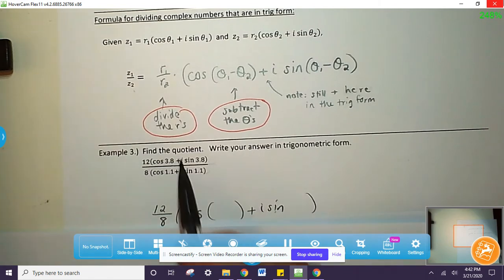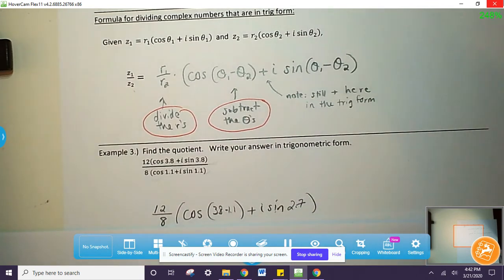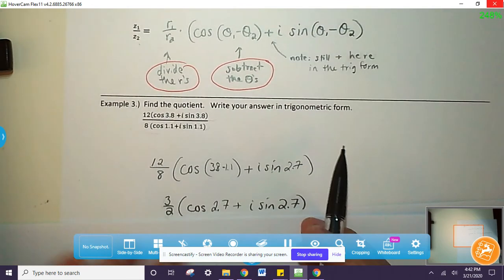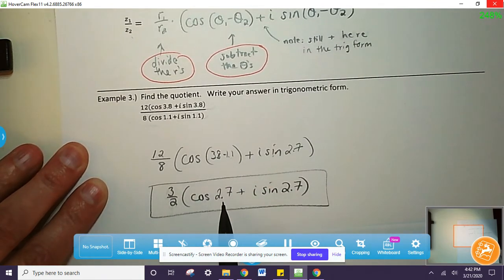We're going to do 3.8 minus 1.1. And I'm going to go ahead and simplify that right here, because I can do that in my head pretty quickly. So I might as well simplify that even in that one step. And if I just simplify the fraction that I had out front and just change this into the 2.7, we now have our answer in trig form.